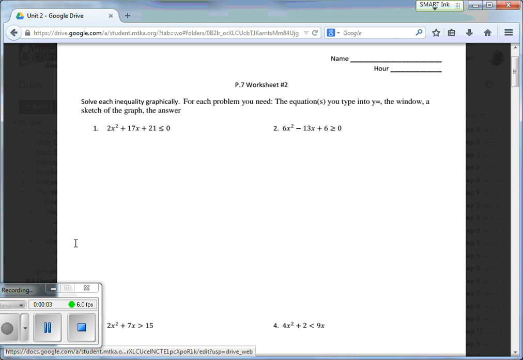Okay, today we're talking P7, worksheet number 2. There are so many problems on here, I decided that instead of making up new problems, I would just do some of them off of the worksheet for today. So let's do some together. Notice it says solve graphically. I'm going to pause for a second while you grab your graphing calculator. Everybody get your calculators out.